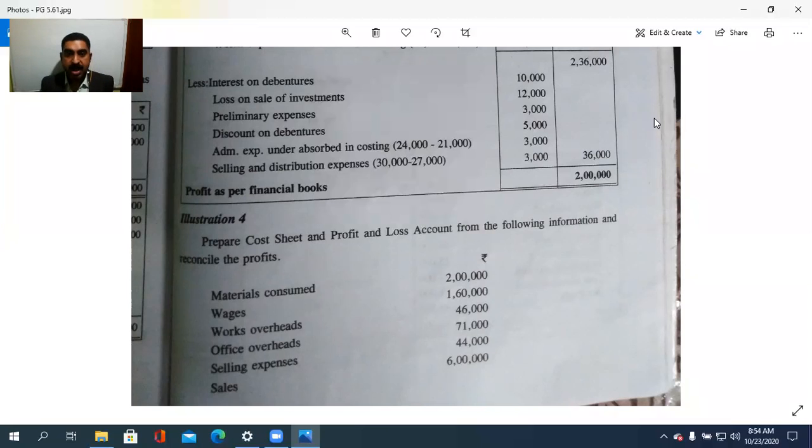Then a P&L account also to be prepared from the following information and reconcile the profit between the two. Here the items from the cost sheet are materials consumed, wages, work overhead, office overhead, selling expenses, sales. So cost sheet.